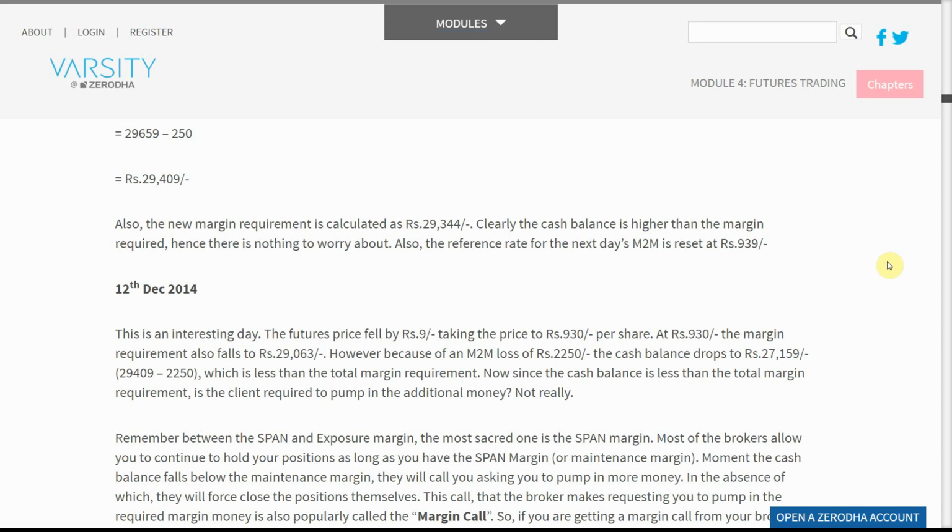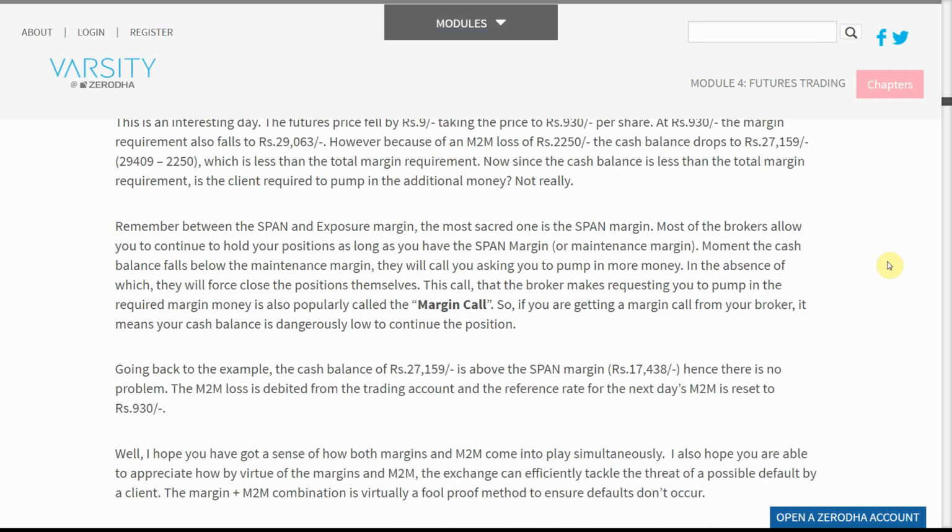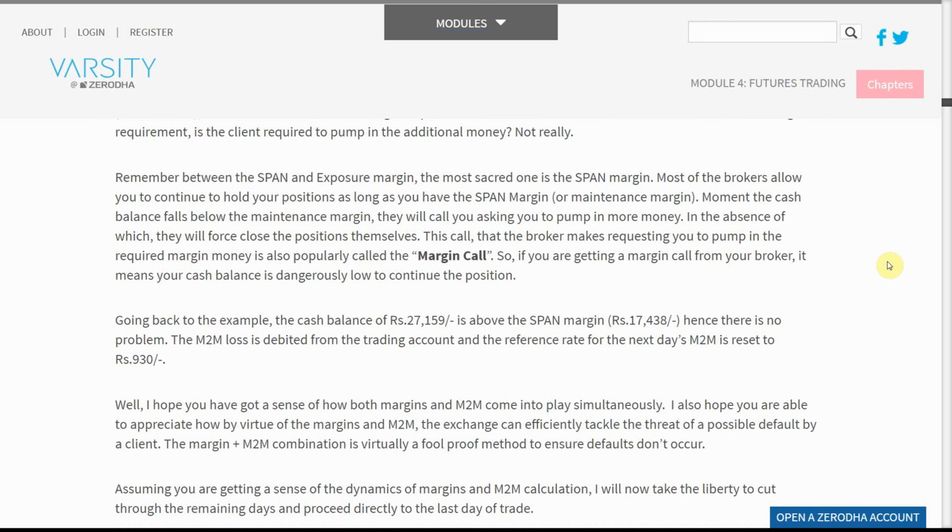Now, since the cash balance is less than the total margin requirement, is the client required to pump in additional money? Not really. Remember, between the span and exposure margin, the most sacred one is the span margin. Most of the brokers allow you to continue to hold your positions as long as you have the span margin or maintenance margin. The moment the cash balance falls below the maintenance margin, they will call you asking you to pump in more money, in the absence of which they will force close the positions themselves.